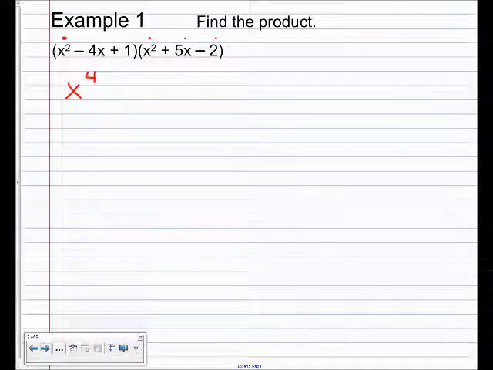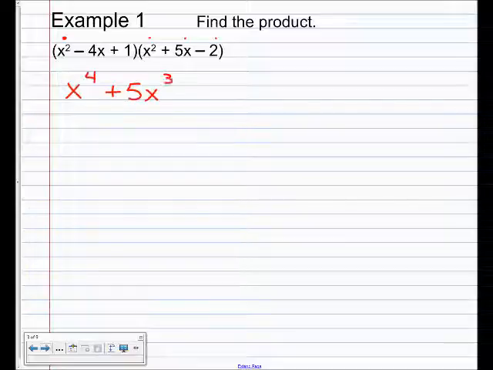What's x squared times x squared? X to the 4th power. Whenever you multiply with the same base, you should add the exponents. So that's 2 plus 2 to give me 4. So x to the 4th power. What about x squared times 5x? 5x cubed. Again, there's a 1 there, even if you don't see it. So 2 plus 1 makes 3. So the new exponent is cubed. Notice when I'm multiplying, the exponents are changing.